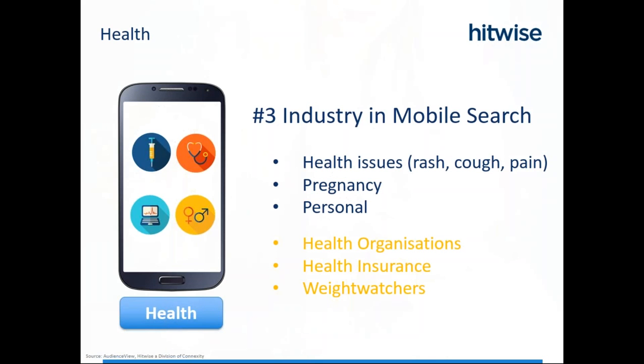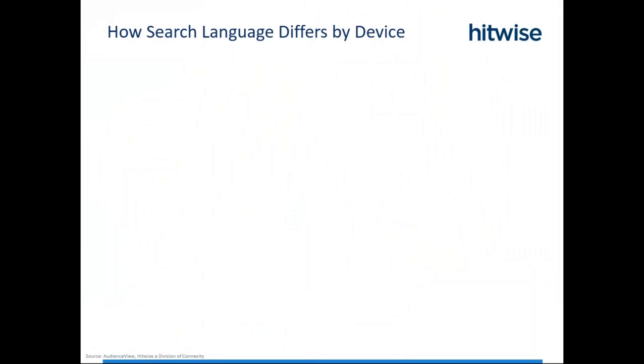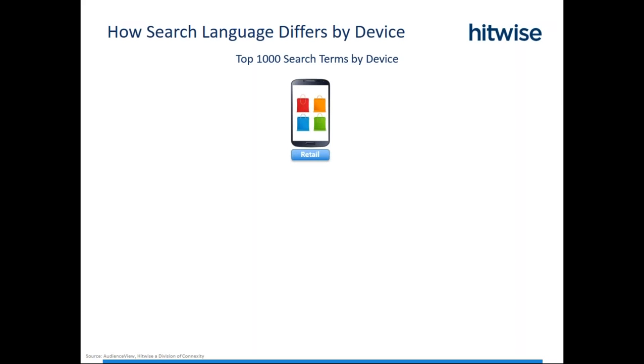So the last section on search languages, so this was really interesting for me because I always had this perception that the amount of characters that you use in a search for desktop would be larger than that on a mobile device. It's easier to type, you'd be able to include a bit more. However, when we actually looked at an analysis, we found it was the opposite. So what I did here is I took the retail industry as an example and I picked the top 1,000 search terms by device. So top 1,000 for mobile and top 1,000 for desktop.